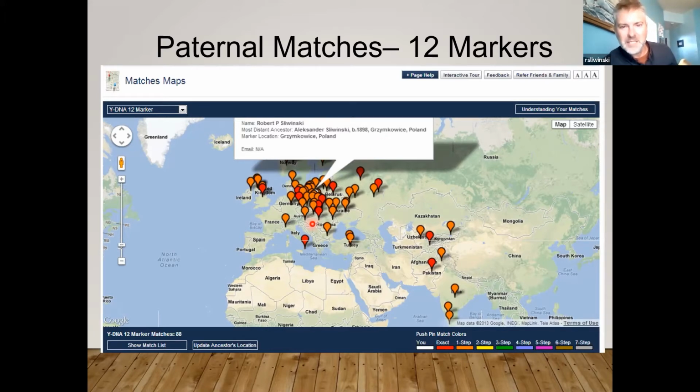So these are the exact matches and one-step matches at 12 markers. You notice that I have some in India, as well as Central Asia, and a lot in Europe. The 12 marker test kind of gives you an idea of what generic haplogroup you belong to. And this is the Indo-European group. You can see the Indo-European is one of the largest genetic groups in the world because it spread out so wide, far and wide.